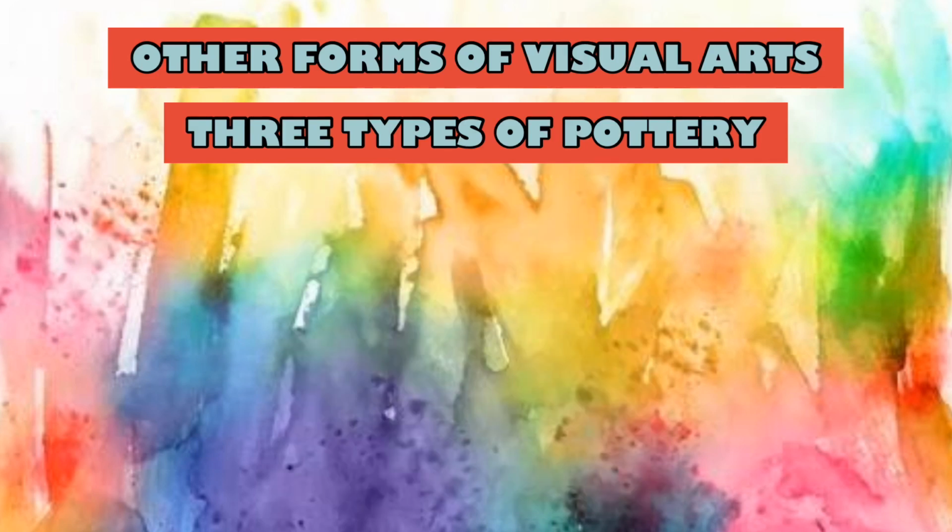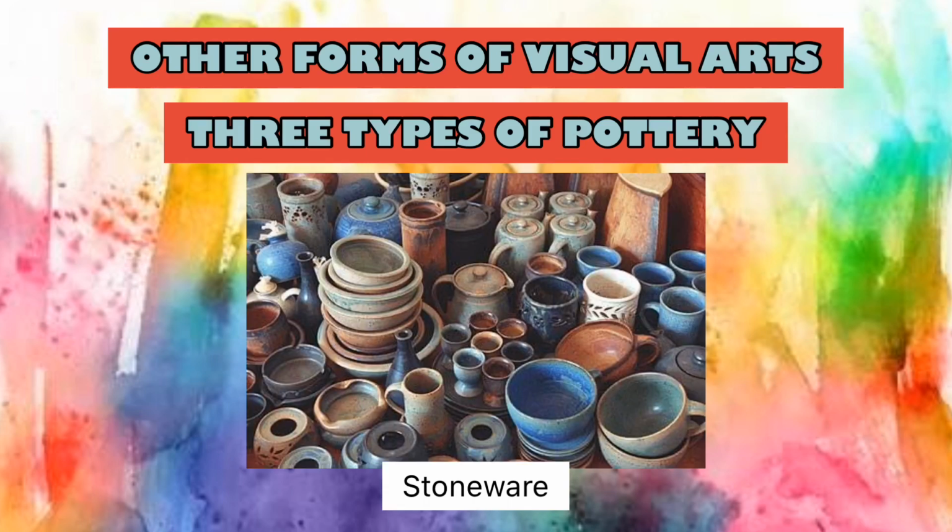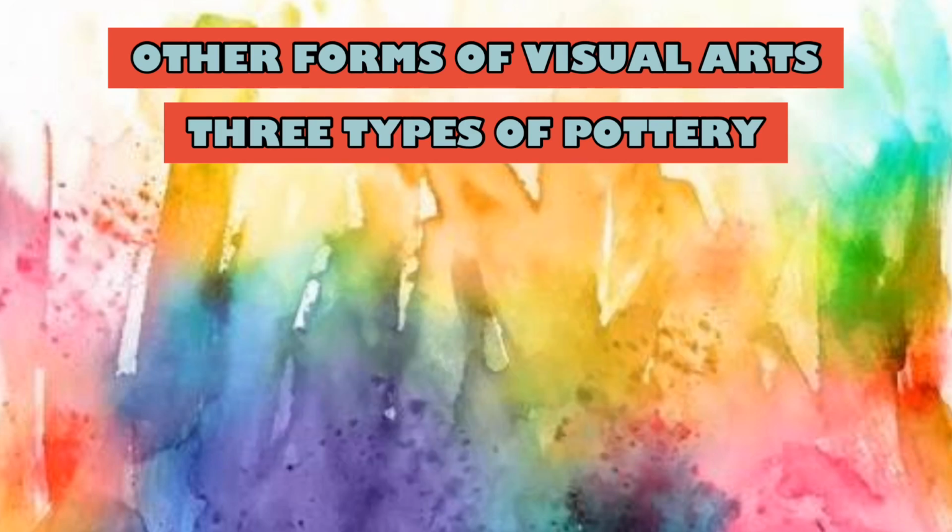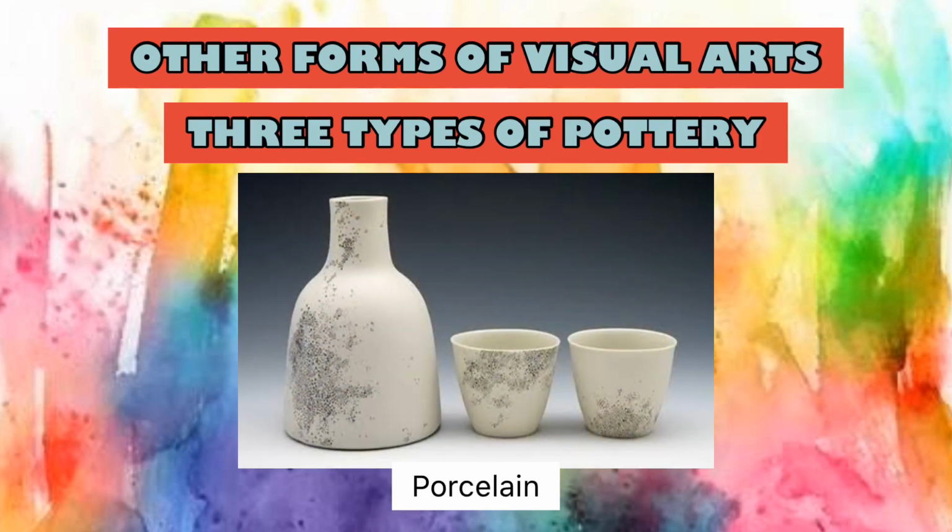The second type of pottery is the stoneware. So this type of pottery is made from clay and feldspar. This is usually being fired at 2220 up to 2230 degrees Fahrenheit. And lastly, we have porcelain. This type of pottery is made from kaolin, and it is a very special type of clay that is extra fine, white, and feldspar. Porcelain is being fired at 2500 up to 2700 degrees Fahrenheit.